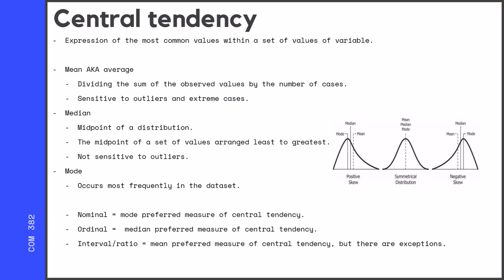Measures of central tendency. I know it's confusing because they all start with M. Whatever trick you need from school, use it. These are the expressions of the most common values within a set of values of a variable. The mean, which is also known as the average, is dividing the sum of observed values by the number of cases. So for example, if I have a bunch of test scores, let's say I have 25 students, I add up all their scores and I divide it by 25, and that gives me the mean or the average. The mean as a measure is sensitive to outliers and extreme cases. We're going to look at some examples of this in a minute.